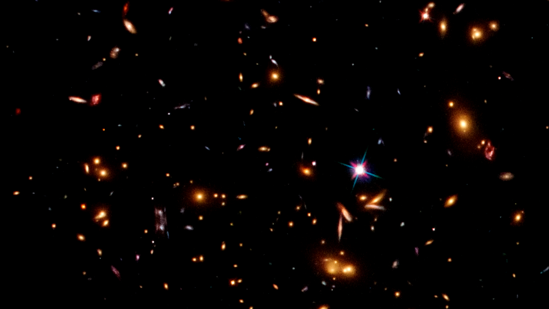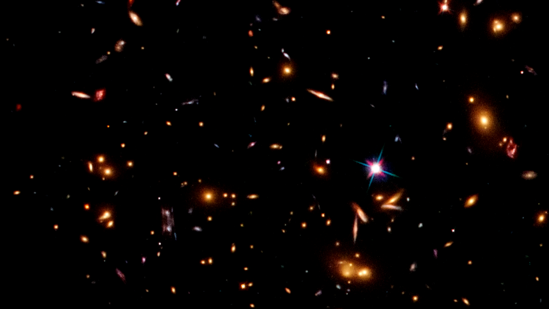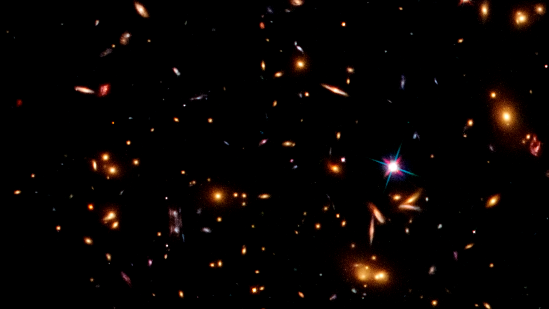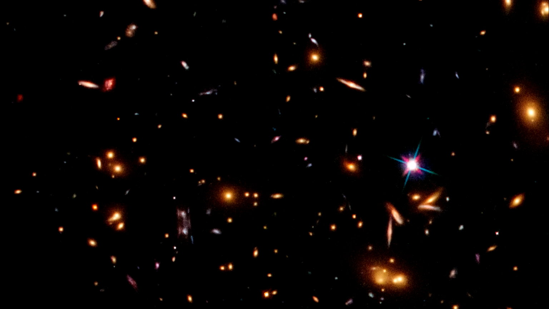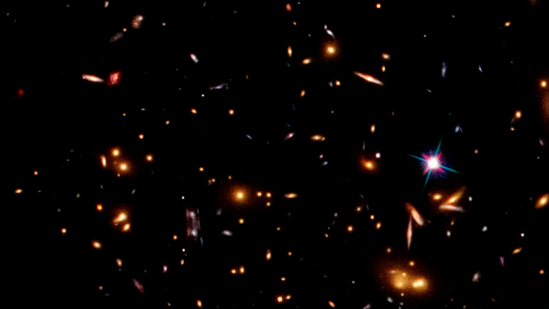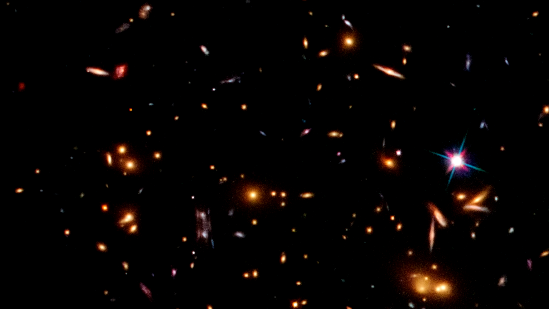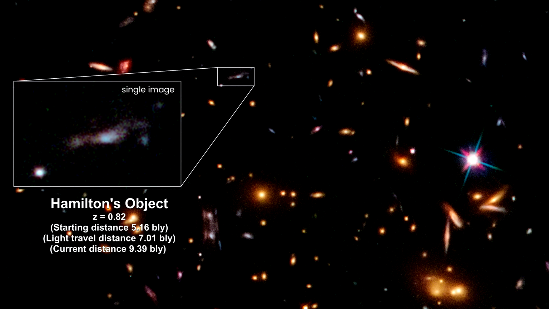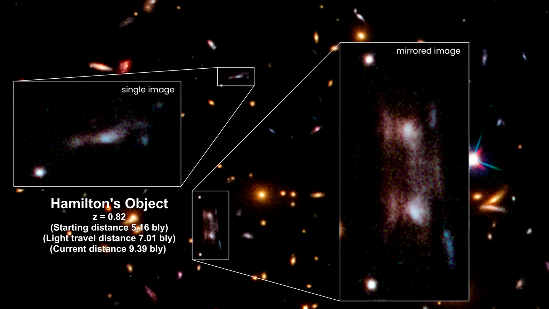Astronomer Timothy Hamilton, using the Hubble Space Telescope, discovered these unusual objects now named after him. The objects are the stretched images of a gravitationally lensed distant galaxy, located more than 7 billion light-years away. One appears to be a mirror image.